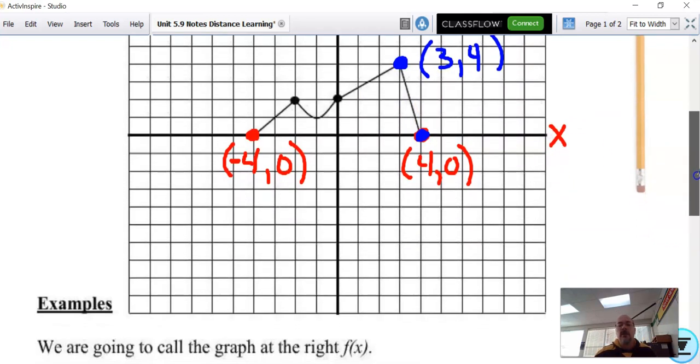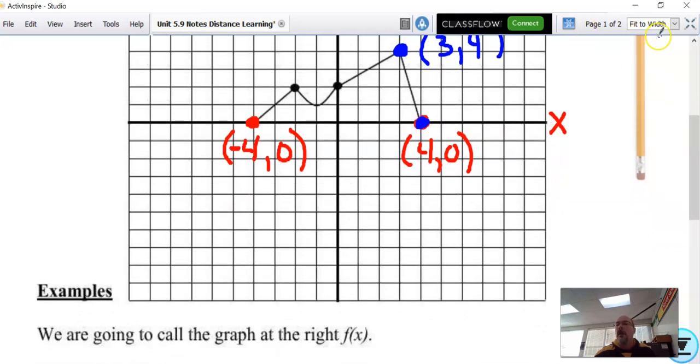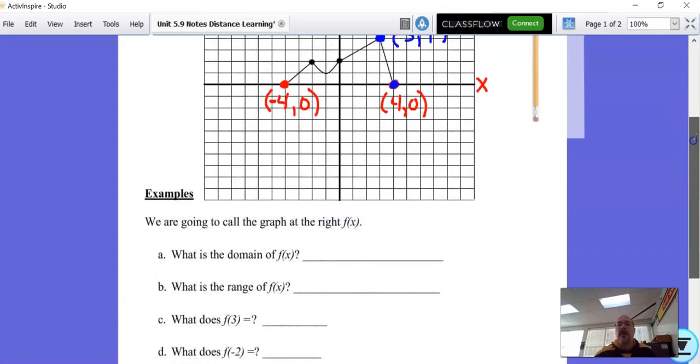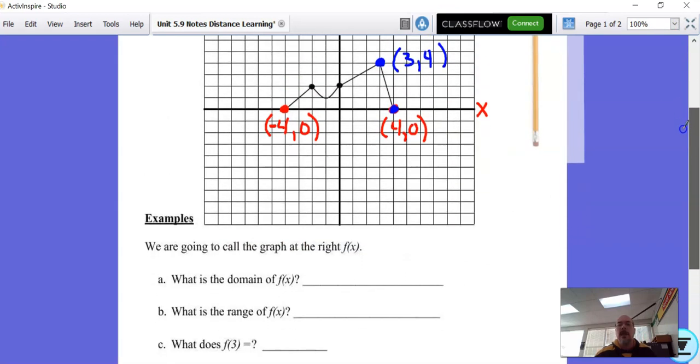All right, so let's go down here and take a look. I'm going to put this there, that way I can see my graph at the same time. So A says, what is the domain? When we write this out, we're going to put an x in the middle, and then we're going to put a less than or equal to on either side of that, because x is the domain. This is why we marked our dots.